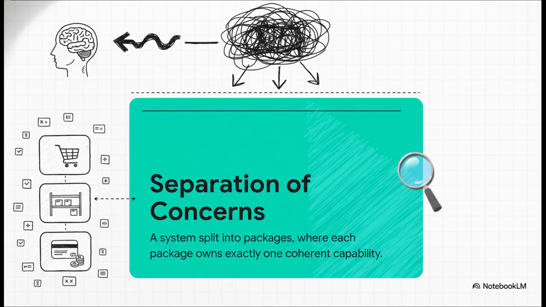By making this ownership crystal clear, we instantly narrow down where the AI should even be looking to make changes. So when a change is requested, the very first architectural question is always, which package owns this concern? Boom. Answer that, and you've instantly constrained your AI's workspace.